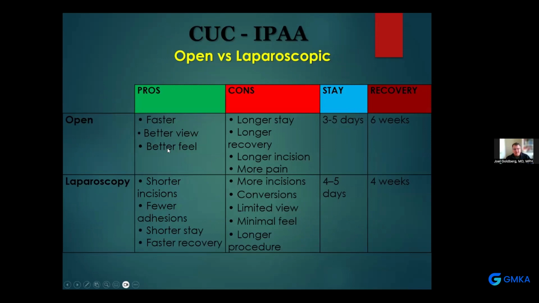Open surgery is much faster, with a better view, and it's easier to see if the J pouch will reach the pelvis. The downside is generally a longer stay in the hospital, more pain, bigger incisions, and more complications from the incisions. Laparoscopic has shorter incisions, fewer adhesions, and faster recovery. But you have a limited view and you can't really feel what's going on.